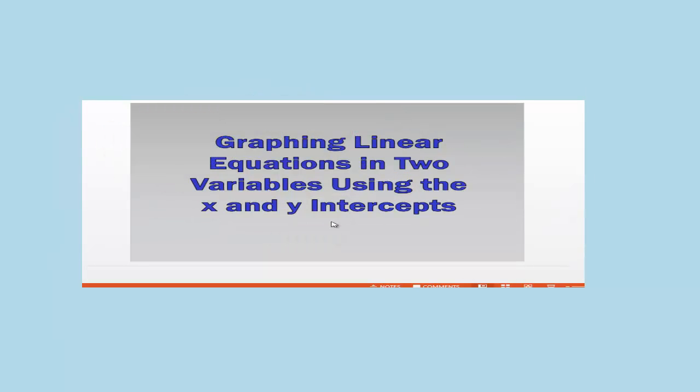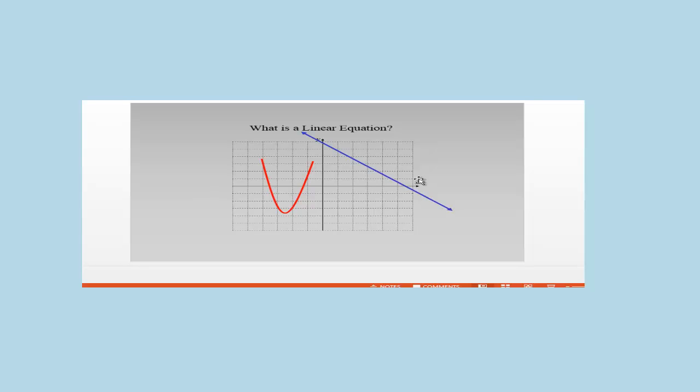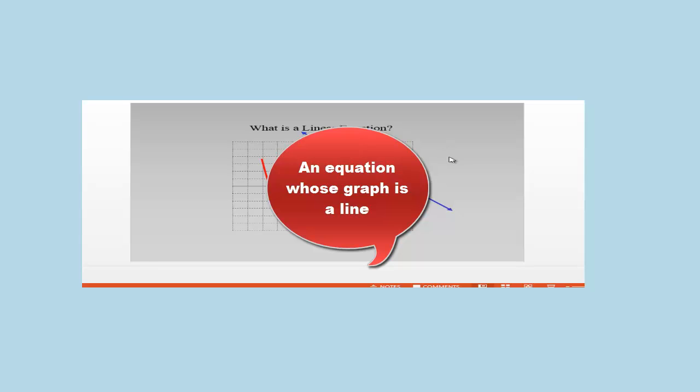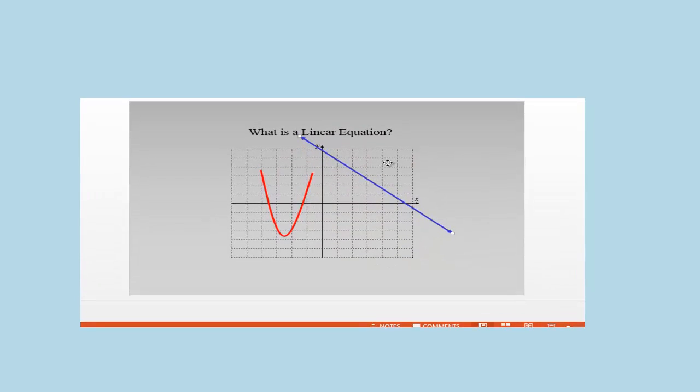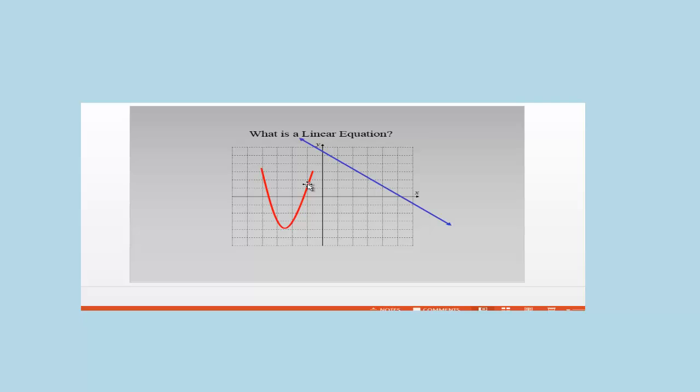This lesson will talk about graphing linear equations in two variables using the x and y intercepts. Before we proceed to graphing, let's have a short review on what is a linear equation. A linear equation is an equation whose graph is a line. From the two examples, the blue line is an example of a graph of a linear equation, while the red one is not a linear equation.